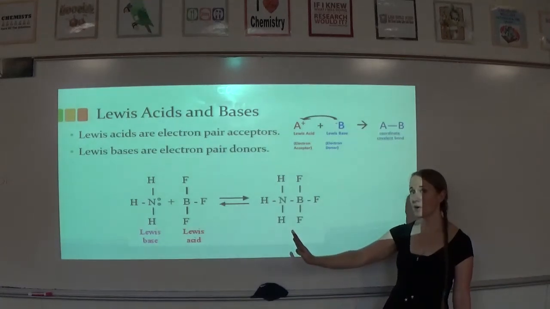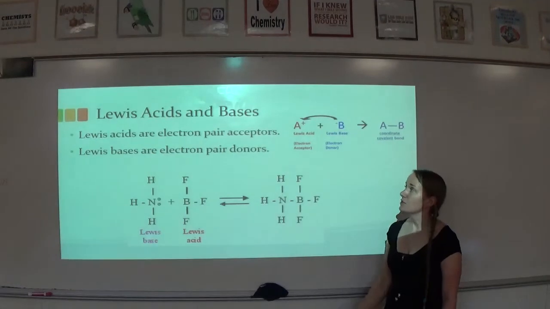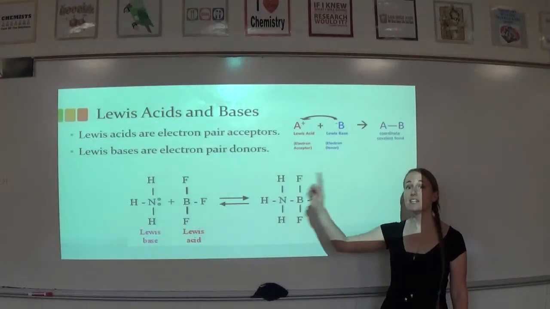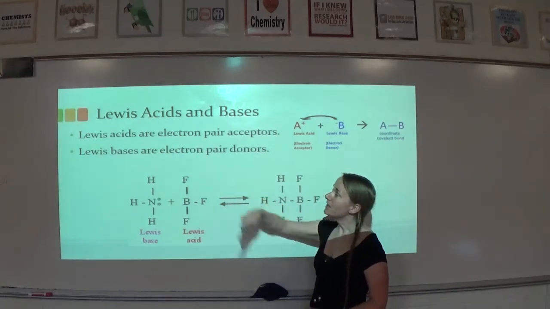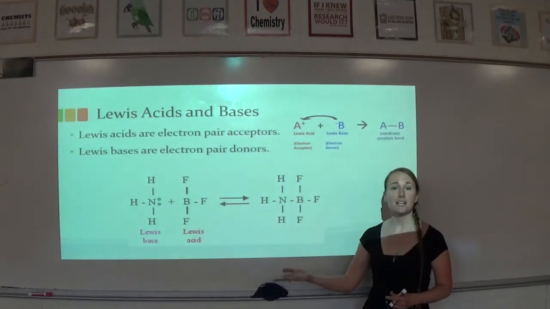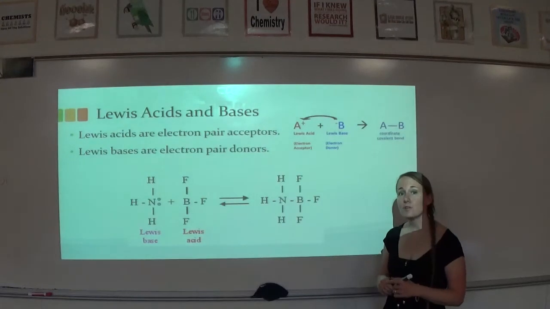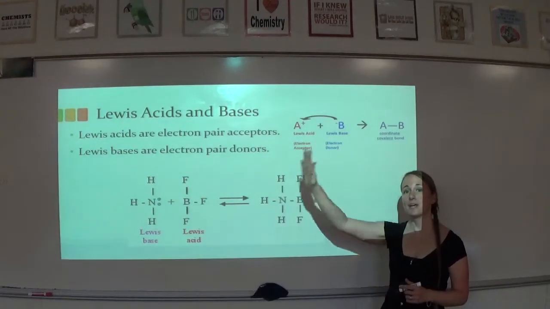So what's the opposite of a proton? Well, we'll say electron pair. You can say electron, but it really needs to be two. And what's the opposite of a donor? An acceptor. So whereas a Bronsted Lowry acid is a proton donor, a Lewis acid is an electron pair acceptor. And a Bronsted Lowry base is a proton acceptor, so a Lewis base is an electron pair donor.